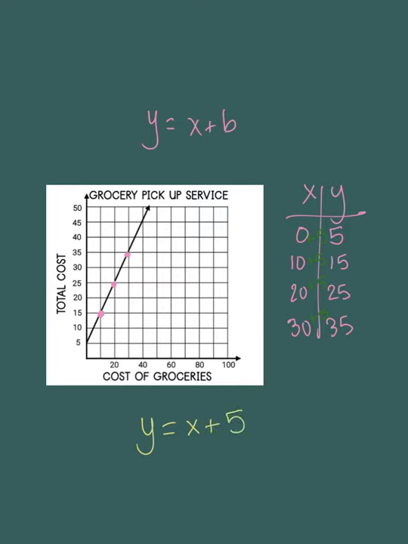So what that means is the cost of groceries plus $5 is your total cost.